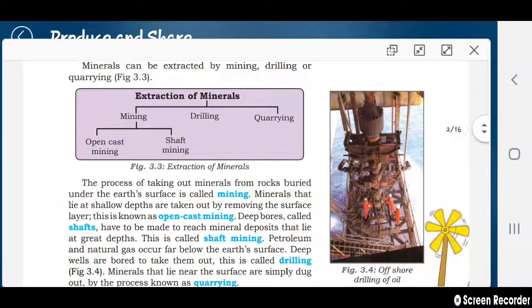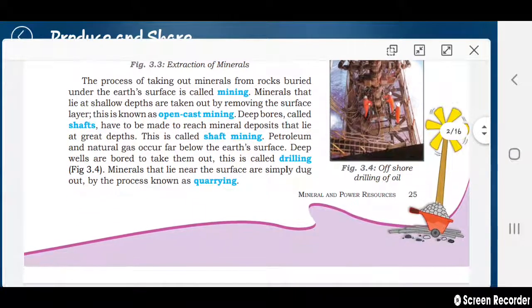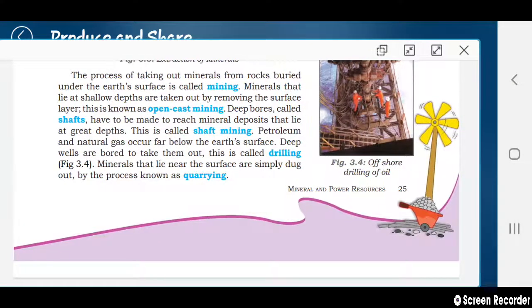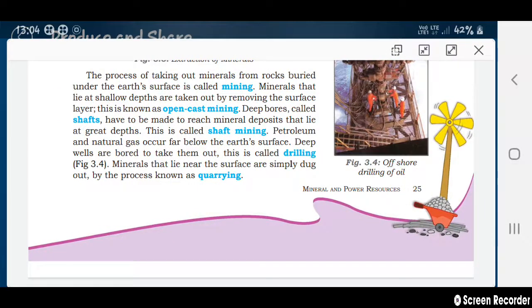So now let us know about how the extraction of minerals, how the taking out of the minerals, happens. The process of taking out minerals from the rock buried under the earth's surface is called mining.